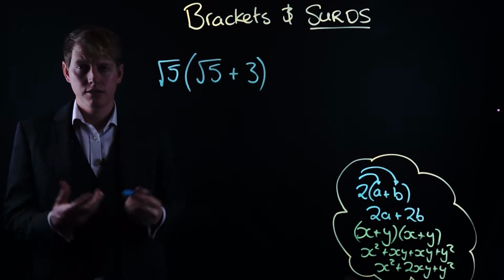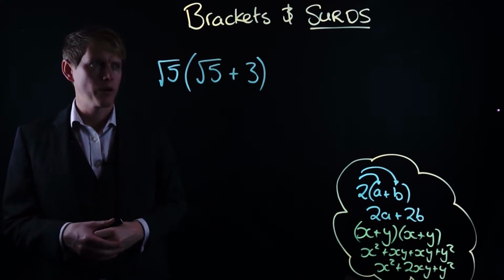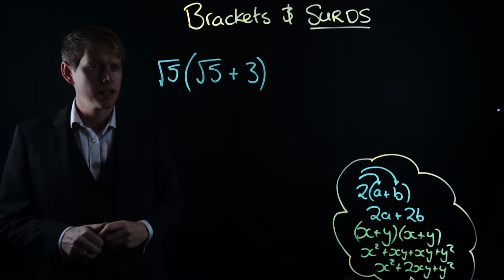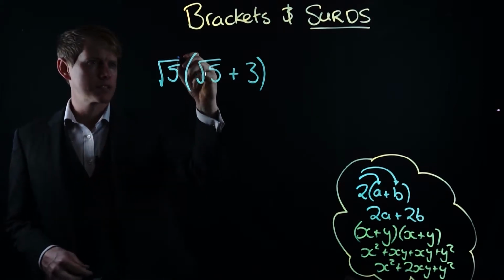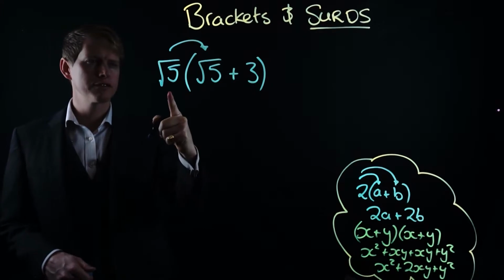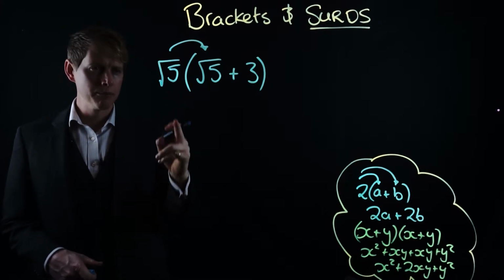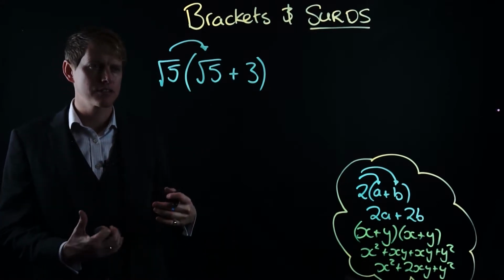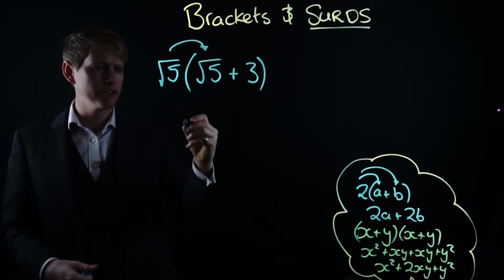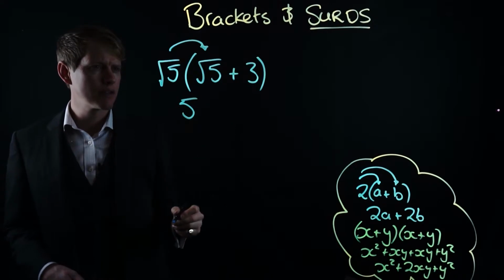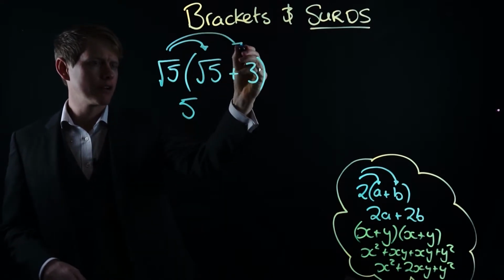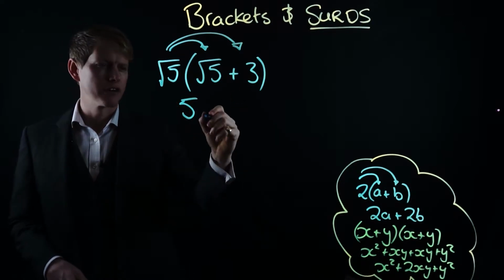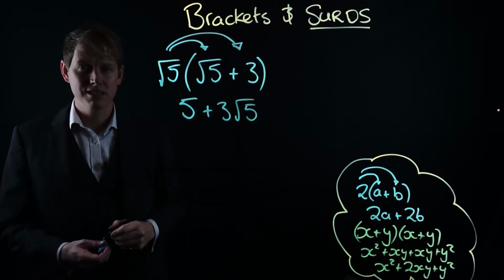Here's a question where we would be asked to expand and to simplify. First things first, we do the same thing. We multiply root of 5 by root of 5. Remember, we're multiplying root of 5 by itself, so that undoes the root sign. We're squaring a square root, so that gives me 5. And then we're multiplying root of 5 times 3, which gives us 3 root 5. And that's it. It's as simple as that.